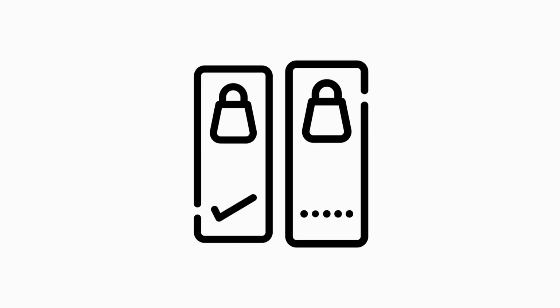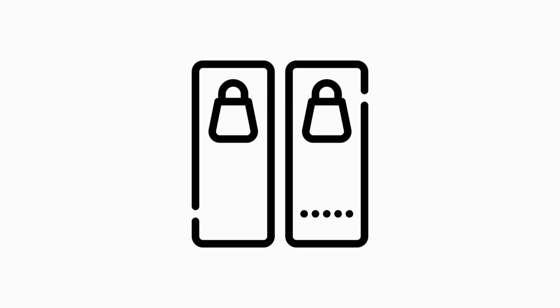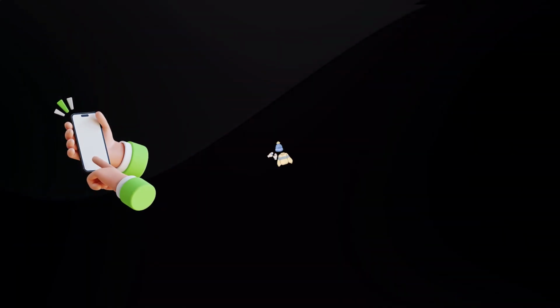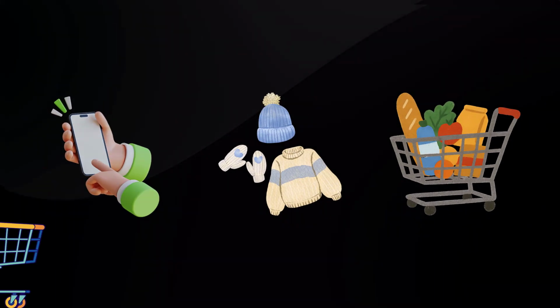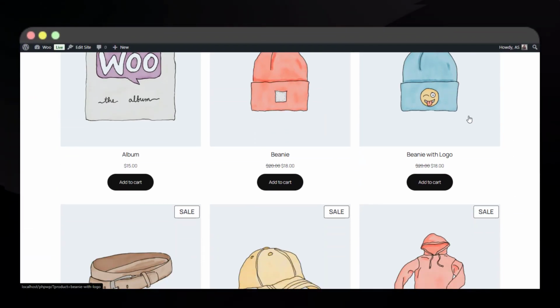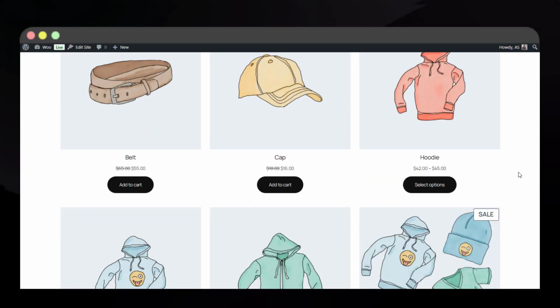The product compare functionality is used only for comparing products such as mobile phones, clothing items, or grocery products to help customers evaluate differences before making a purchase. This is our site before the comparison functionality. There is no compare button.